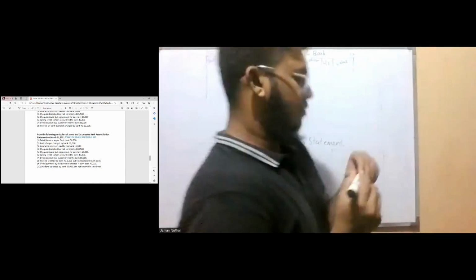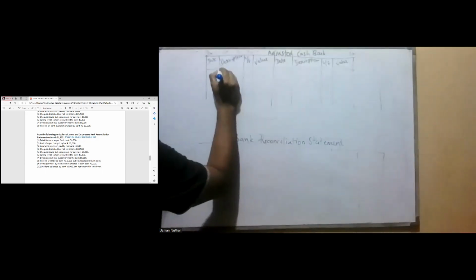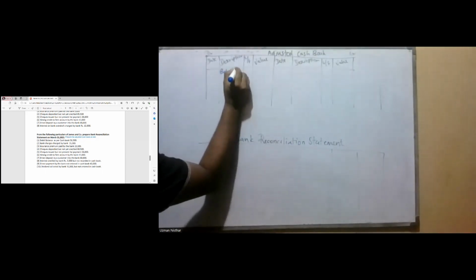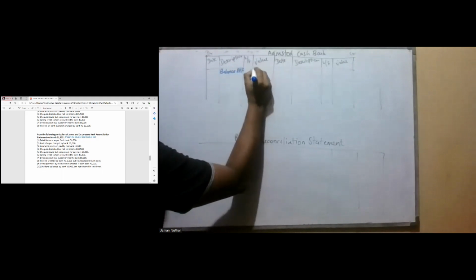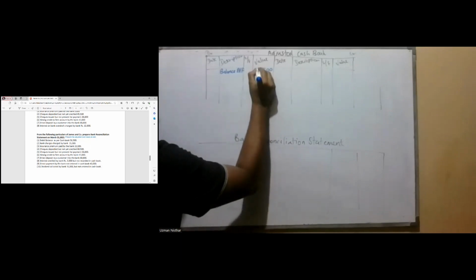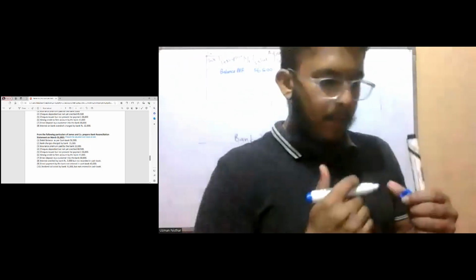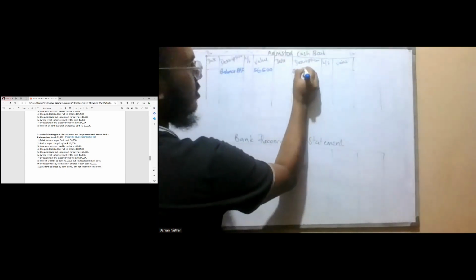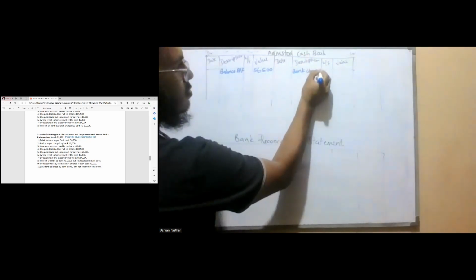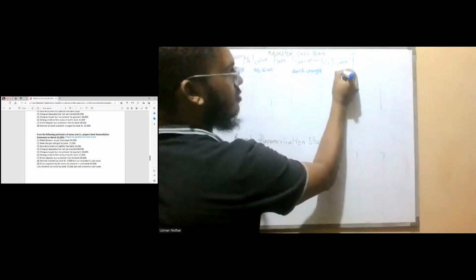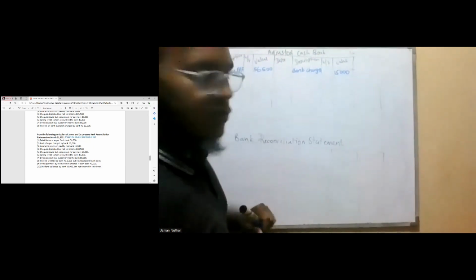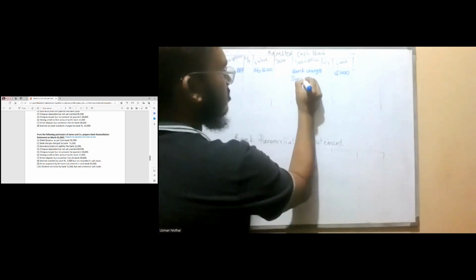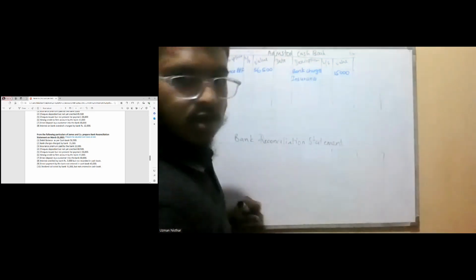Now let's see. First of all, we have a debit balance, 56,500. So balance brought forward is 56,500. And then we have bank charges charged by the bank. Bank charges are always on the credit side. Bank charges 15,000. And then insurance premium, that's a standing order. Insurance 15,000.